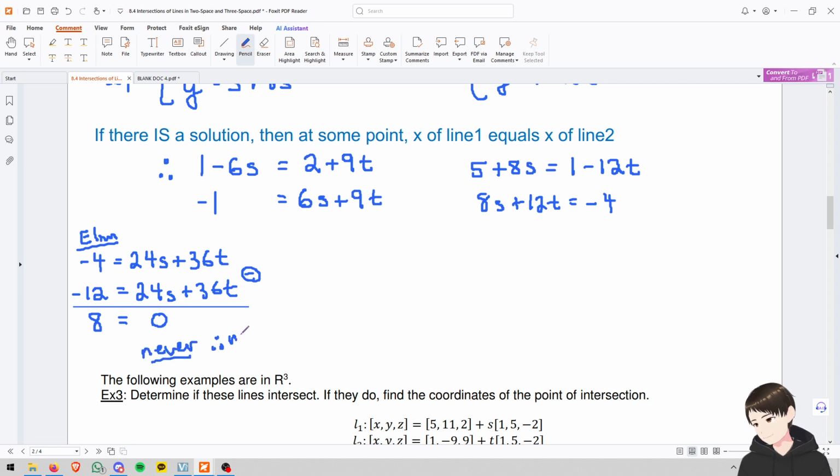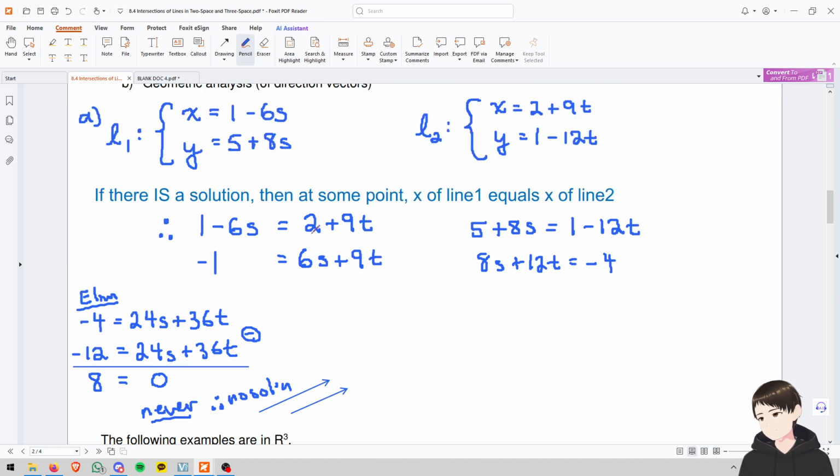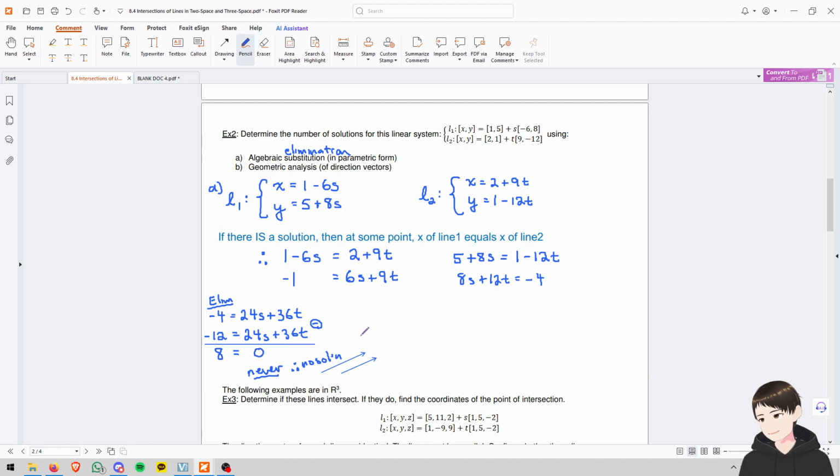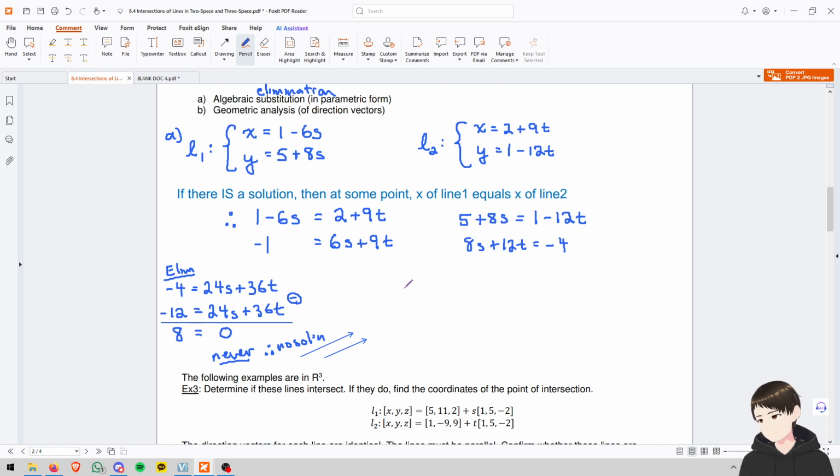Therefore, no solution. In other words, they both have the same direction vector, but they are distinct from each other. No solutions. Is there an easy way to come to this conclusion by analyzing their vectors? Well, maybe. Part B.